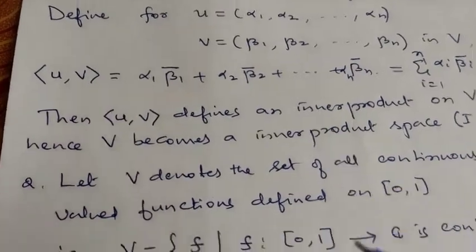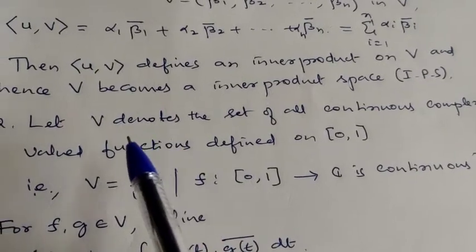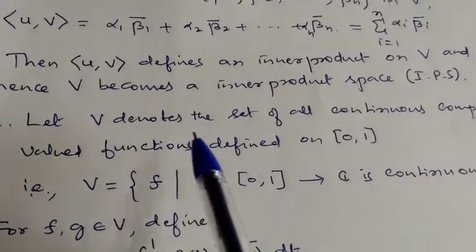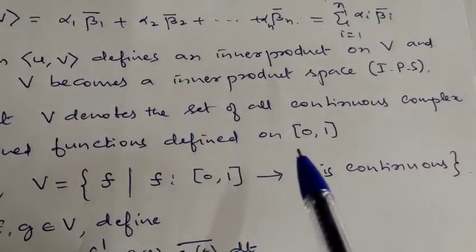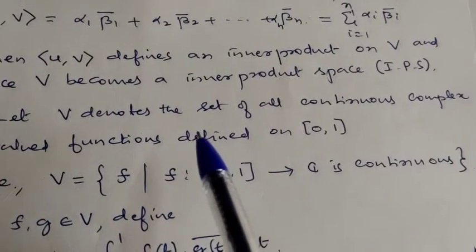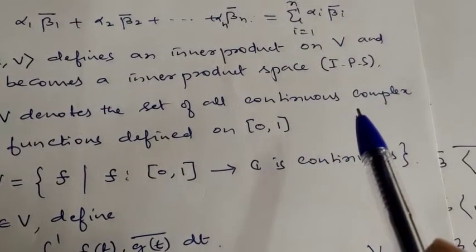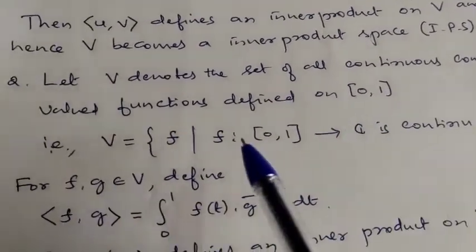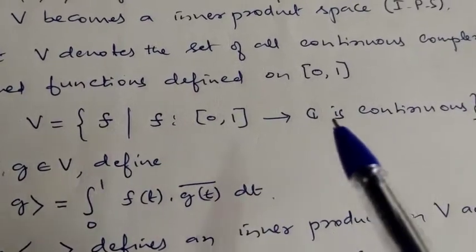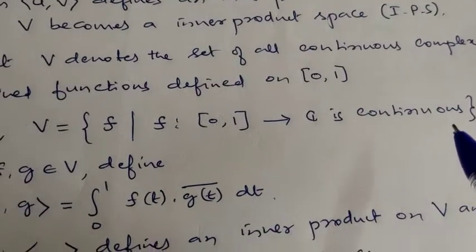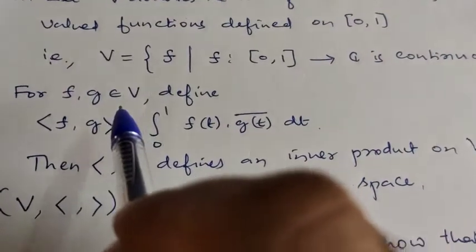Next, this is a different example. Let V denote the set of all continuous complex valued functions defined on [0, 1]. You have studied that V is the set of all continuous real valued functions defined on the interval [0, 1]. Here it is complex valued functions. That is, V is the set of all f such that f is a function from [0, 1] to C which are continuous.